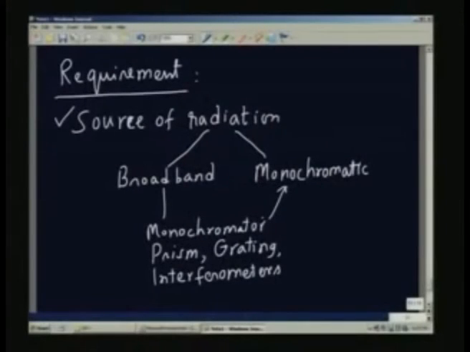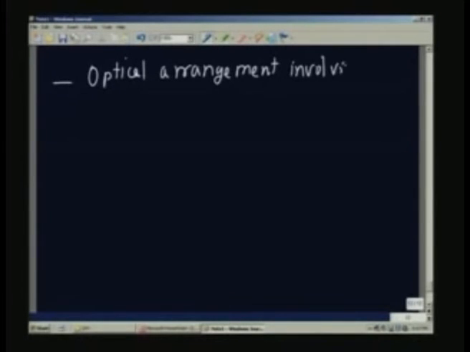The second requirement is some optical arrangement, which may involve, for example, slits, then it may involve lenses, mirrors, etc.